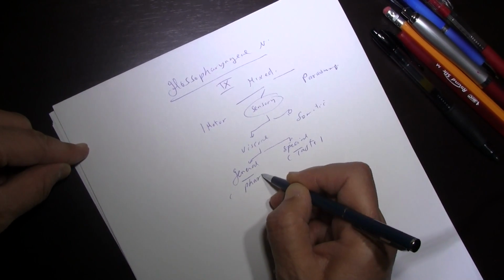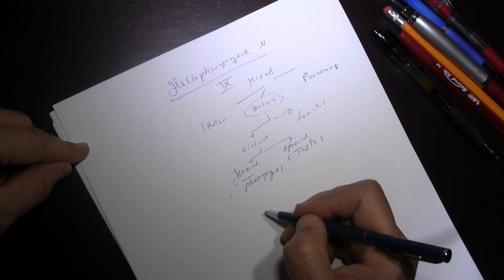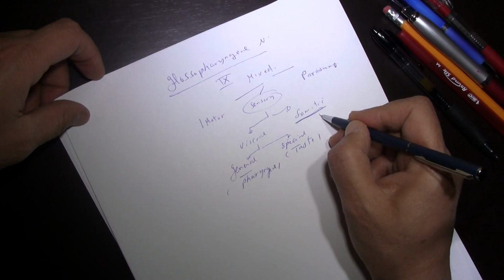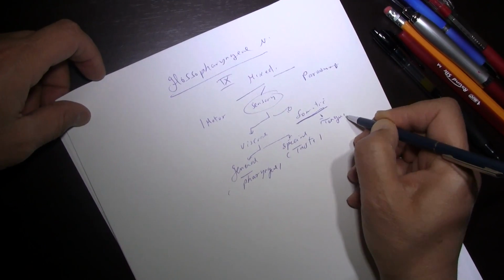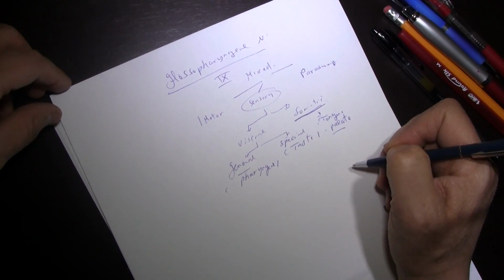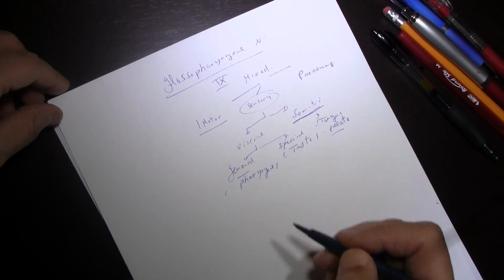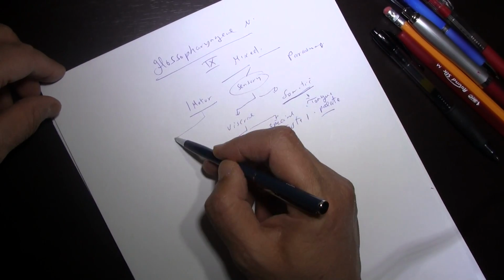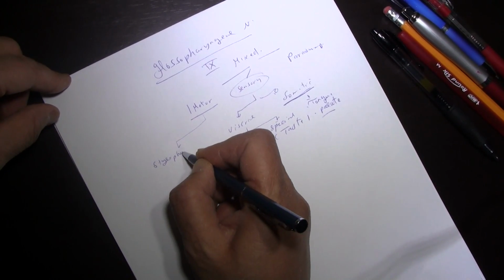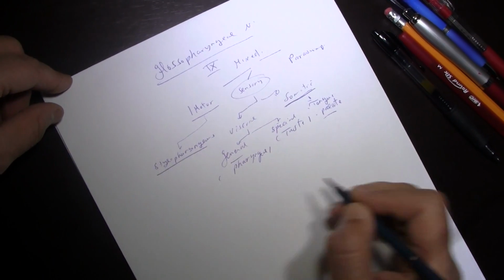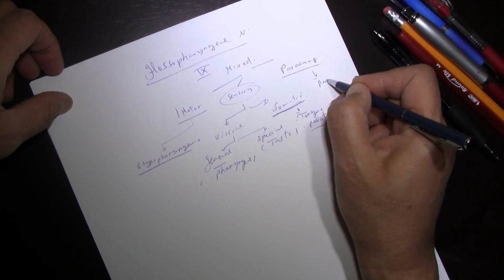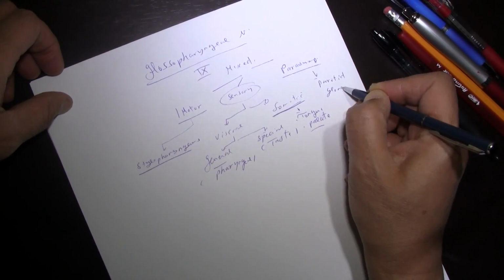General, like from the pharyngeal mucous membrane, this is general sensation. Somatic, again, is general sensation from the tongue or palate. So let us talk about motor. If you remember, the only muscle supplied by the glossopharyngeal nerve is stylopharyngeus. Parasympathetic goes to the parotid gland.